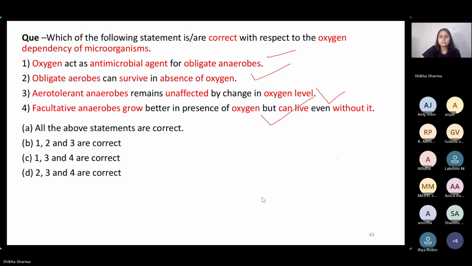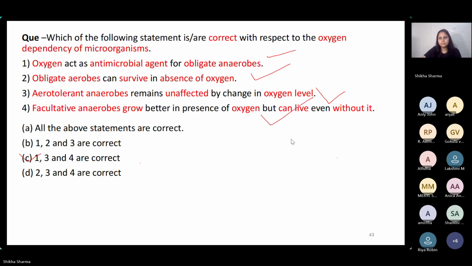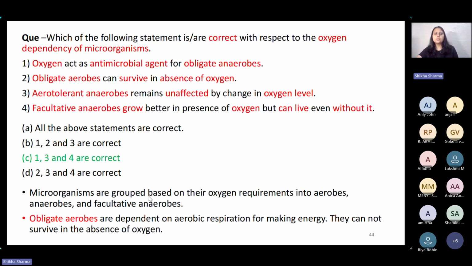Anju says C is the answer for this question, 1, 3, and 4 are correct. So the microorganisms basically are grouped based on their oxygen needs. So she is correct. 1, 2, 3 are the correct answer.